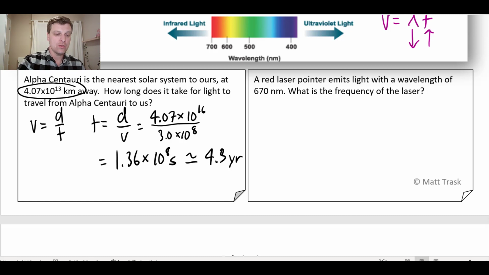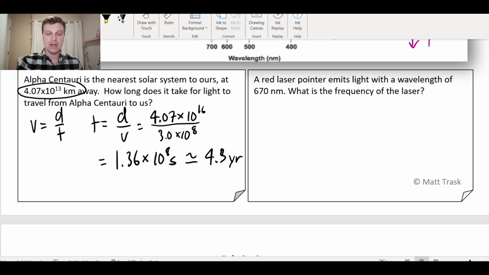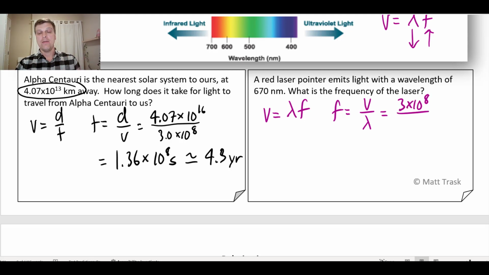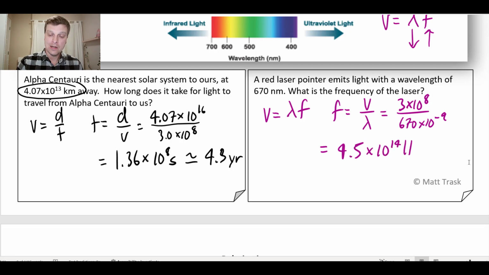Okay, so next question. We've got a laser pointer that emits red light with a wavelength of 670 nanometers. What's the frequency of the laser? So in this case, I can use v equals lambda f because they're asking about the frequency. So frequency is just going to equal the speed divided by the wavelength. Now the speed is 3 times 10 to the 8 meters per second. And then the wavelength is 670 nanometers, so that's 670 times 10 to the negative 9. Remember, nano is negative 9. And so the frequency ends up being 4.5 times 10 to the 14 hertz.